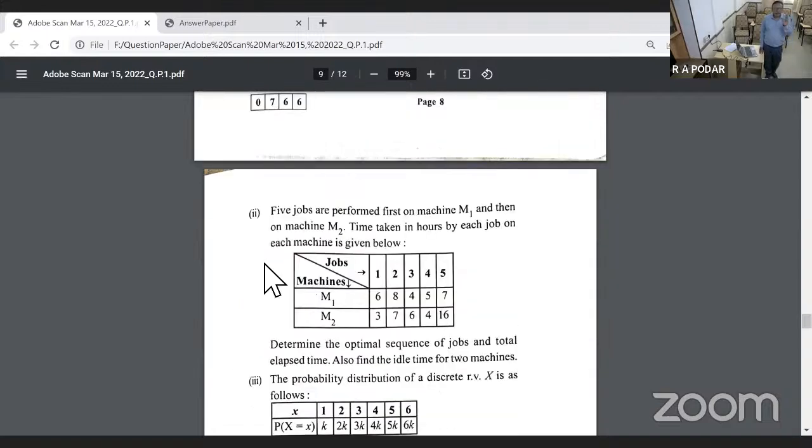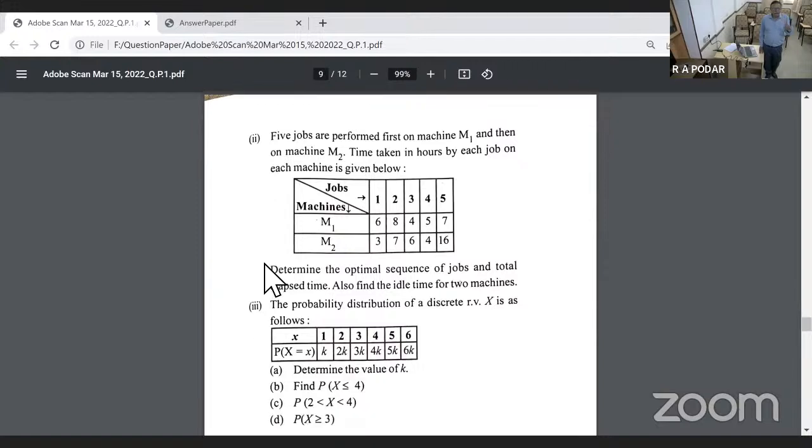Okay, this is the question related to sequencing. Now, they sometimes give the machines as numbers, say M1, M2, but the jobs are also in figures.